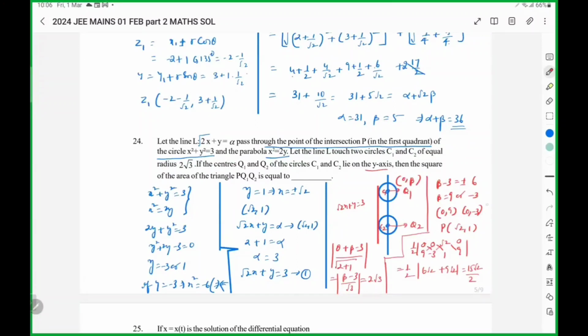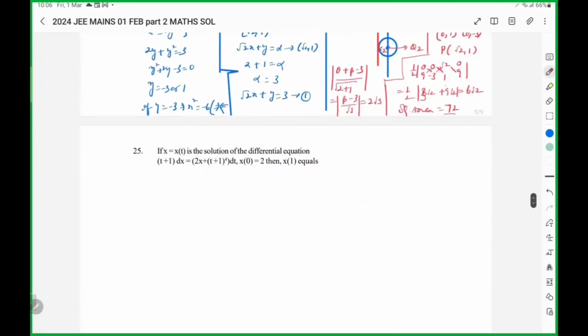0, 9, 0; minus 3, root 2, 1. So here it is 3 root 2, sorry. So then here you have 12 root 2 by 2, 6 root 2. So the square of the area is 36 into 2, 72 units.